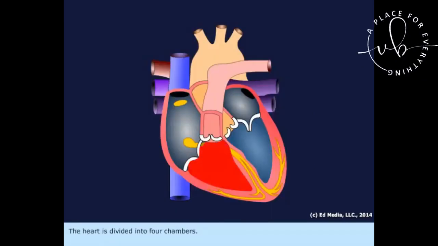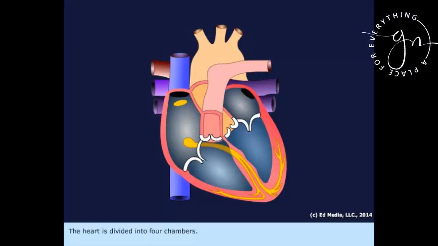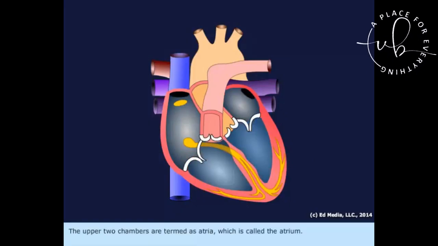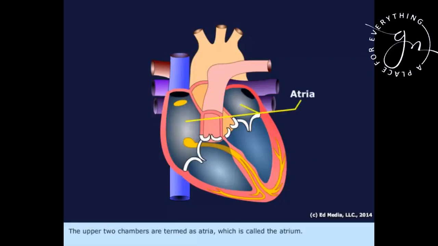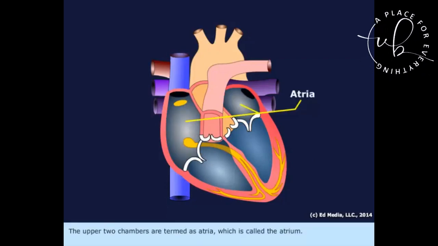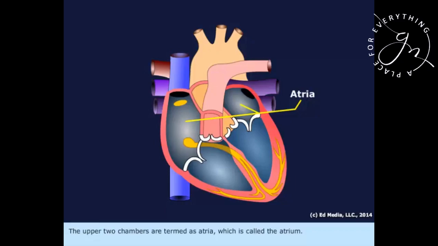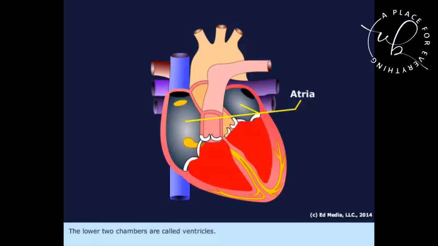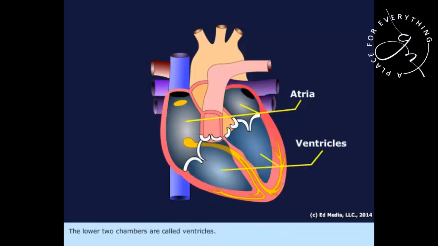The heart is divided into 4 chambers. The upper 2 chambers are termed as atria, which is called the atrium. The lower 2 chambers are called the ventricles.